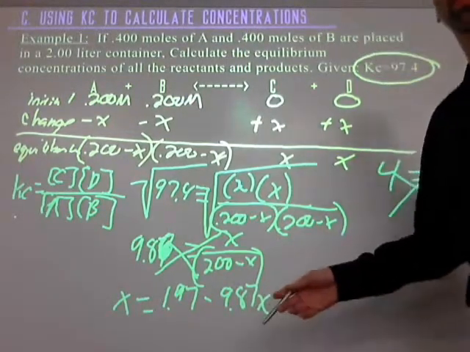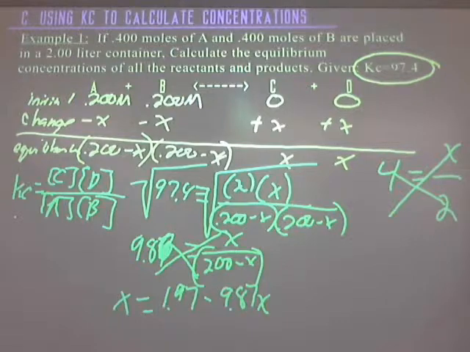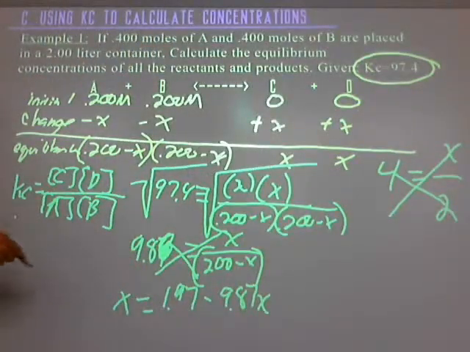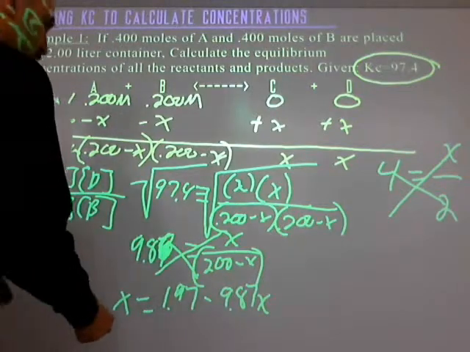What are we going to do? Which side are we going to bring the variables to keep them positive? To the left. All right. So we'll bring a positive 9.87 plus 1 would give me what?